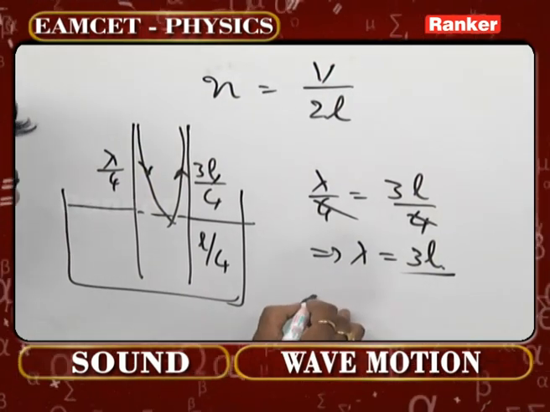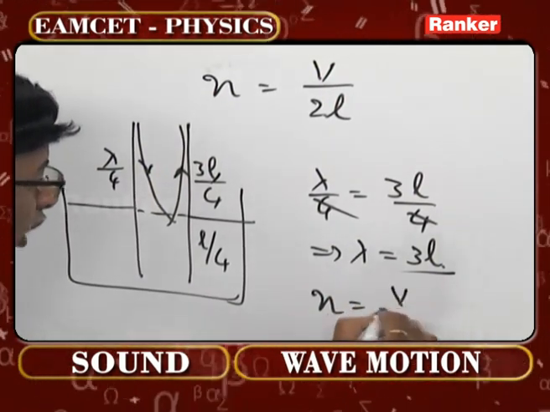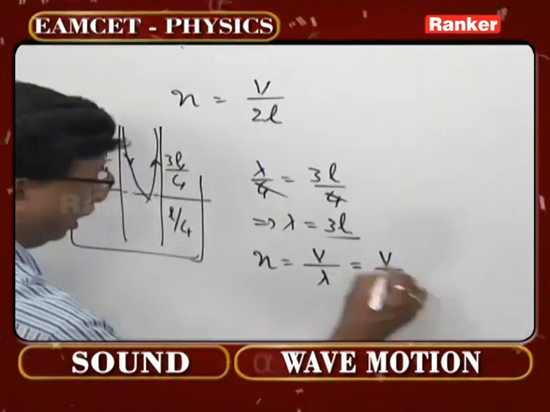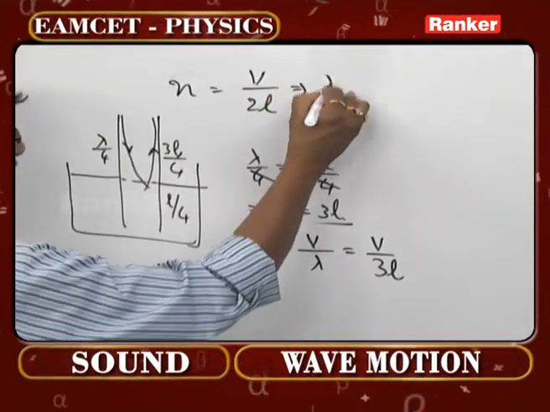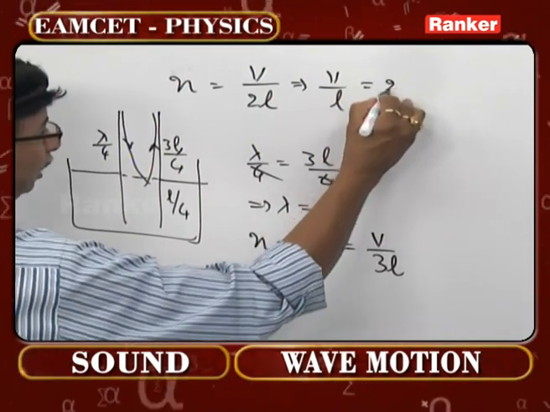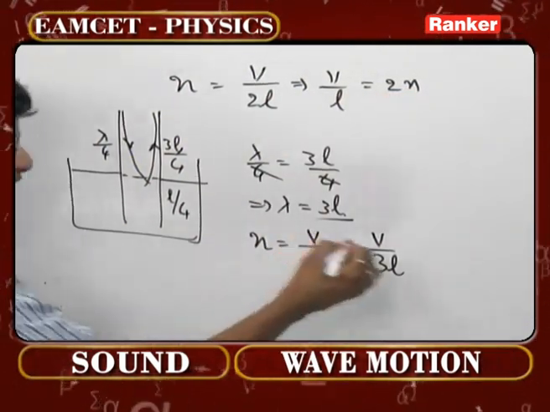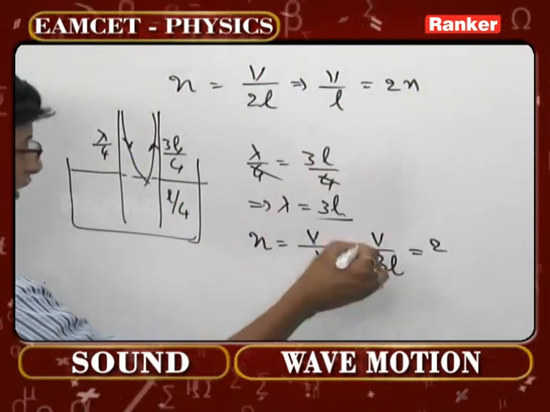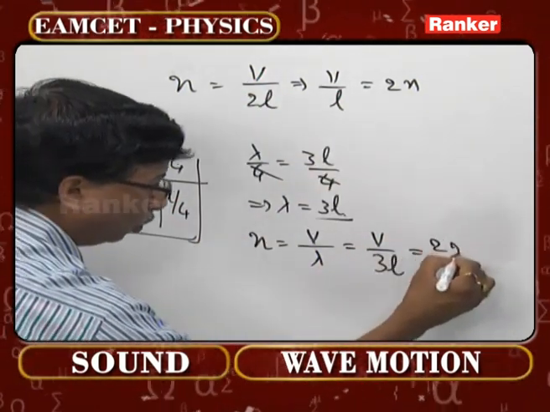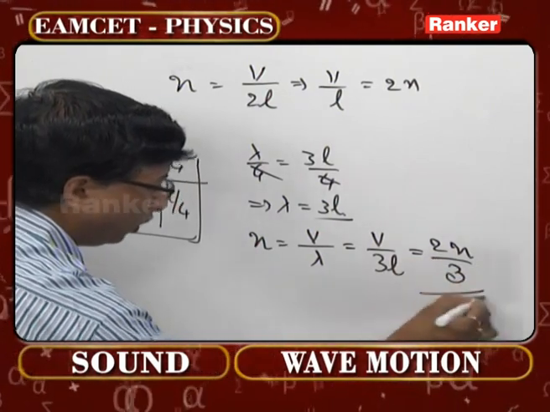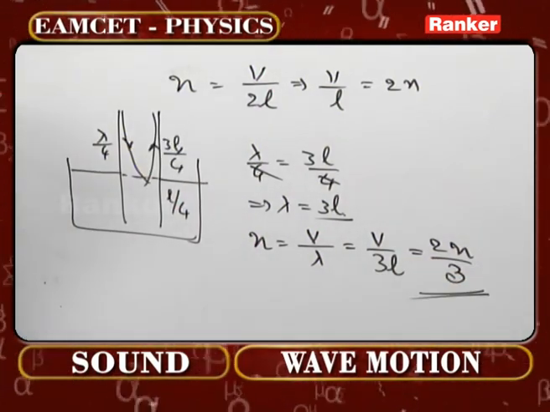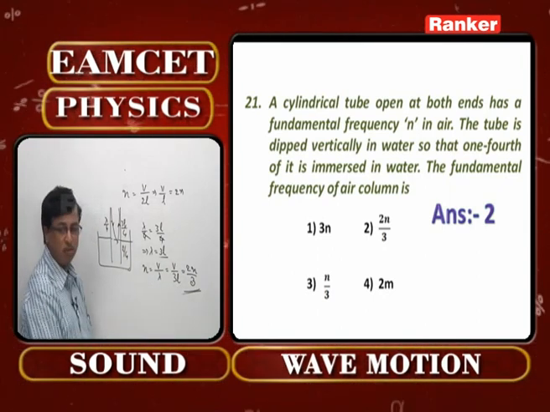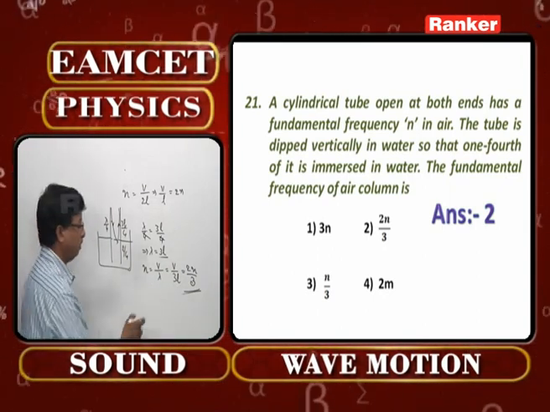What is the fundamental frequency? It is now V by lambda. How much it will be? V by 3L. But just look at this one carefully please. V by L, is it not 2N now? That one you write it here. 2N, right? V by L. In place of this V by L, 2N by 3. Look at those options carefully. Where do you have this 2N by 3? You look at second option is going to be the correct option for this question number 21.